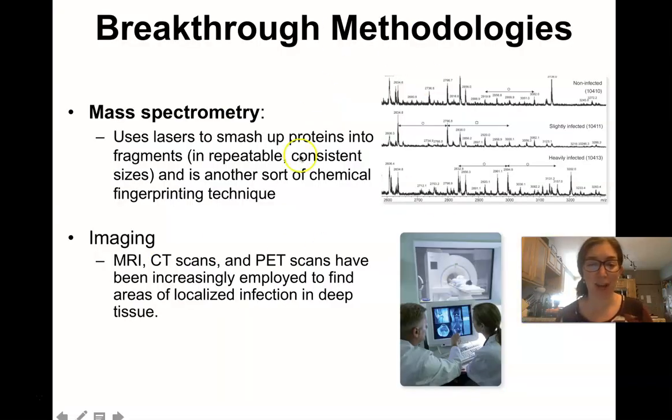And that is the end of chapter 15, all about different laboratory techniques and methodologies.